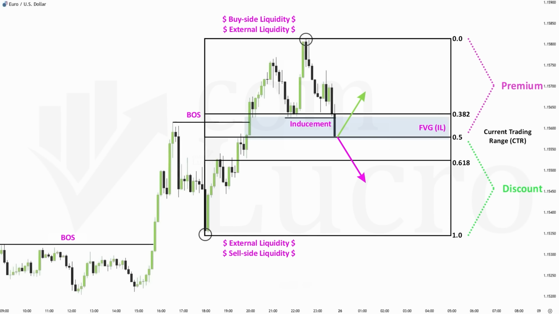Now, we arrive at the real challenge. You may be wondering how to determine where price is likely to go next. Will it push higher to take upper external liquidity, or drop lower to collect sell-side liquidity? To answer that, we must pay close attention to how price reacts when it enters fair value gaps inside the trading range. This is where directional clarity starts to form.